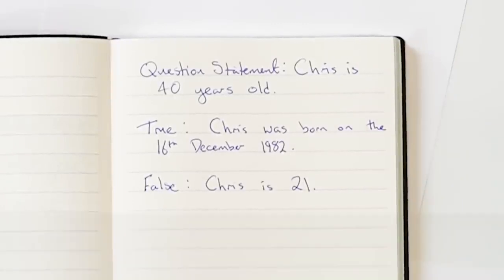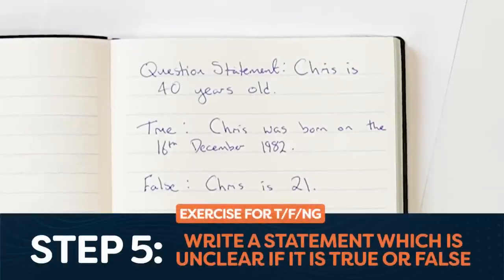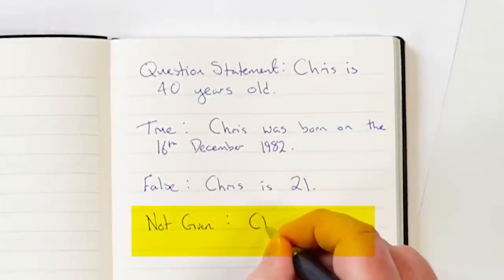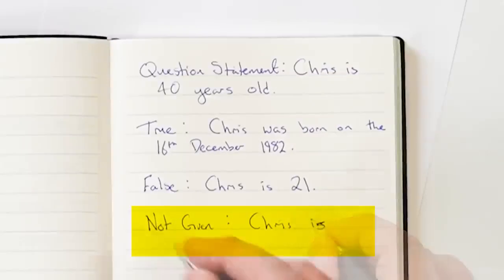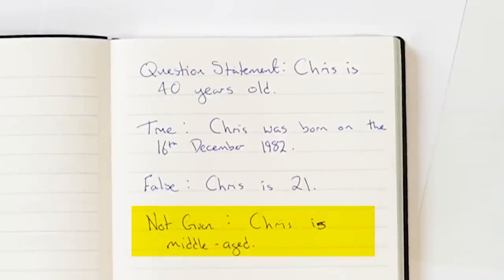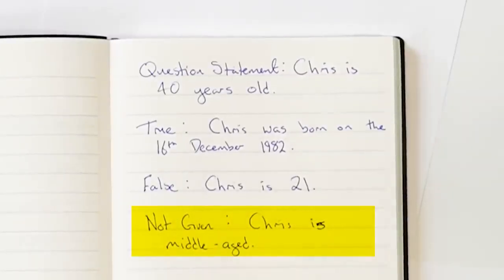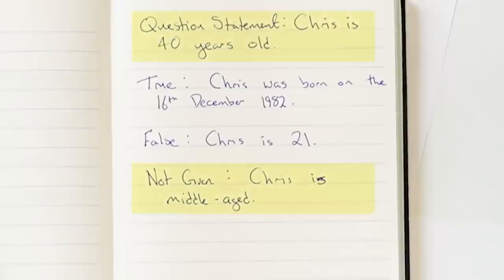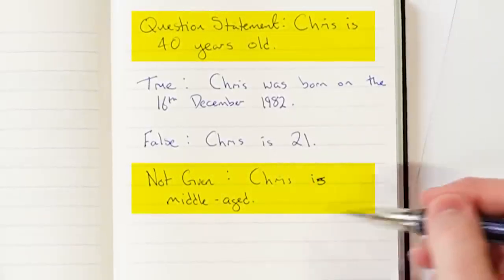Now you're going to think of a statement that is related to this, but doesn't give enough information for you to really decide if it is true or false. So we're going to write Chris is middle-aged. What middle-aged means is people who are living in the middle of their lives. It can be people who are 40 years old, but it could be someone who is 50 years old or 55 years old.